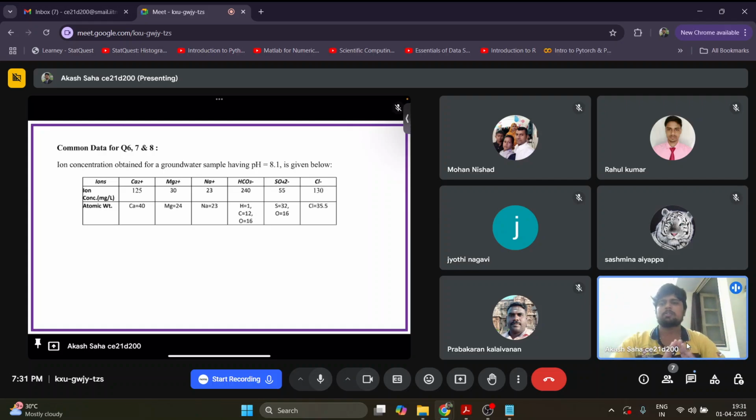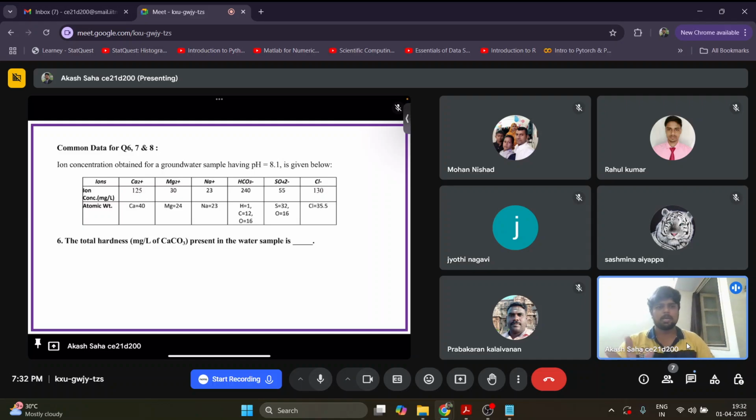This is the common data for the next three problems because we need this data to solve question numbers 6, 7, 8. So please note it down and then we will solve. We have a groundwater sample where the pH is 8.1, and then we have the calcium, magnesium, Na+, HCO3-, SO4 2-, and chloride concentrations. Everything is given here. The first question asks: what is the total hardness?